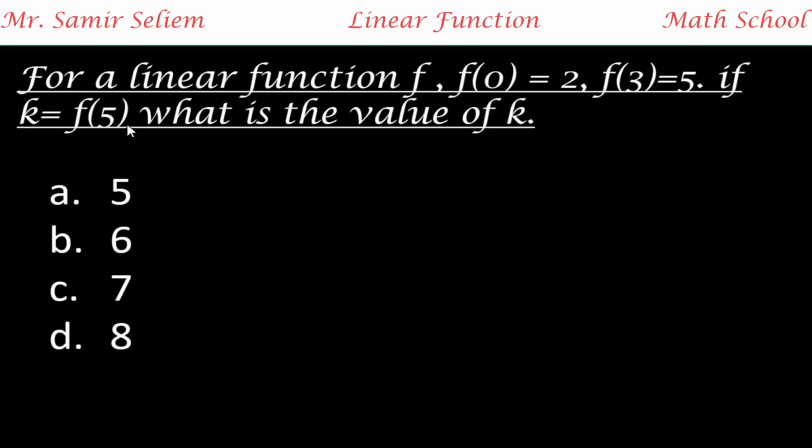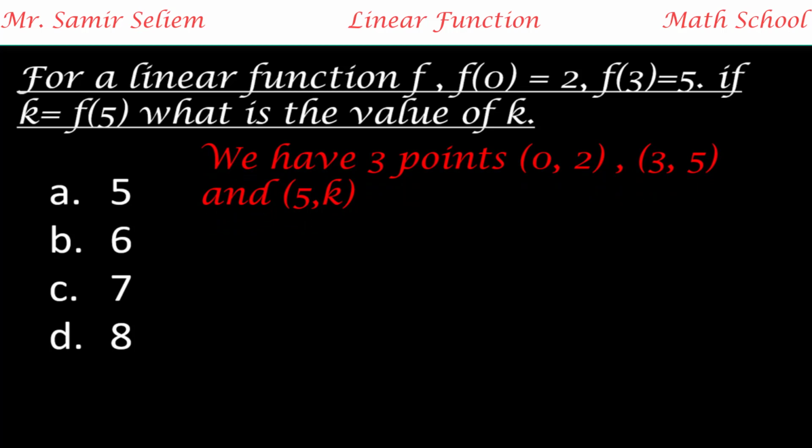If f of x equals y, so y equals k. So we have here 3 points, 0, 2, 3, 5, and 5, k. What will we do? We will find the slope using the first and second points, and it equals the slope using the second and third points, because the slope is constant. We studied this before as a rule.